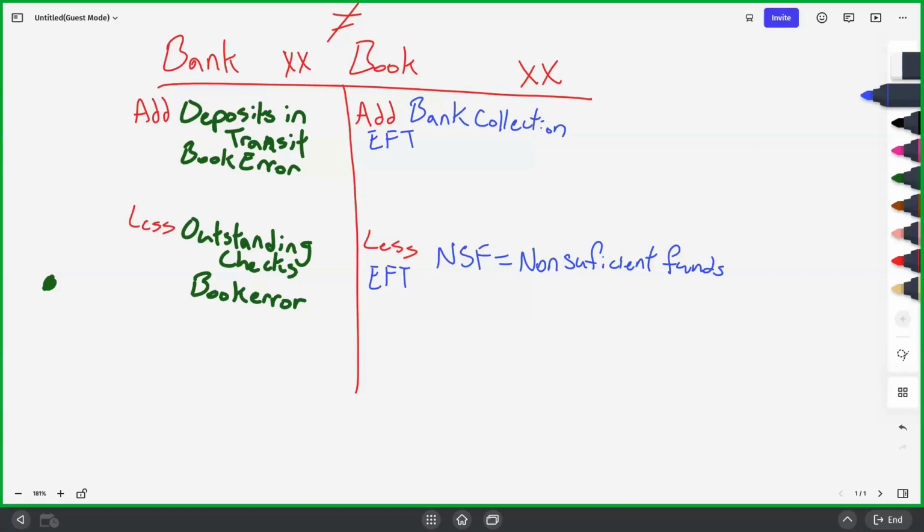Perfect. Now, we've got three more. Electronic funds transfer. Would book error be on this one too? Book error. Add, subtract, or both? Perfect.